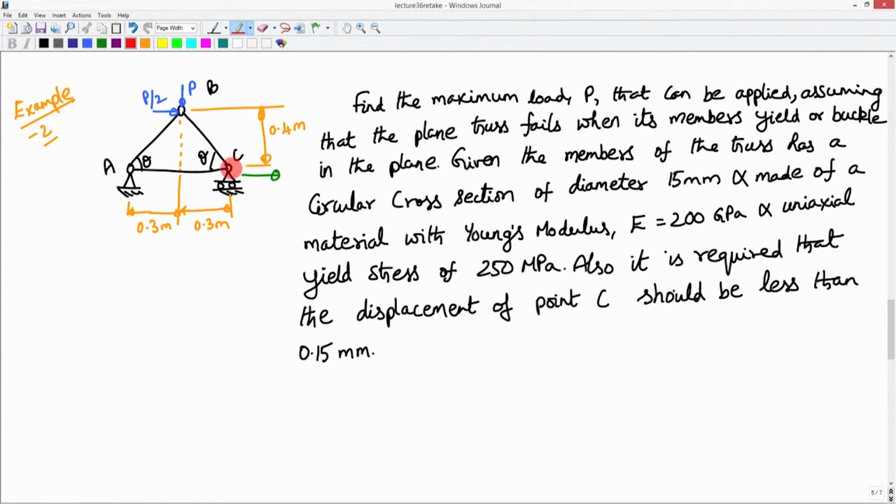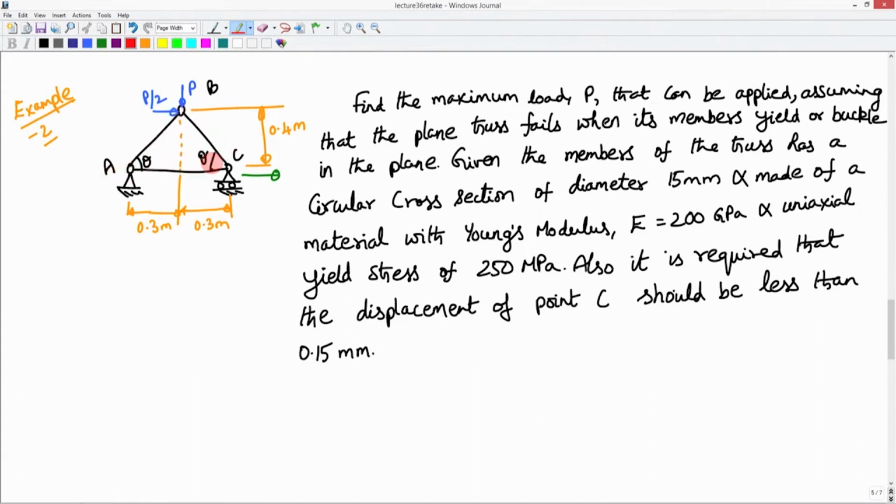The restriction is, I want this C to be displaced by less than 0.15 mm. Okay. I want this C to be displaced by less than 0.15 mm, and I want to find what is the maximum load that can be applied, so that this serviceability condition on displacement of C as well as the strength requirements of the members AB, BC and AC are met.